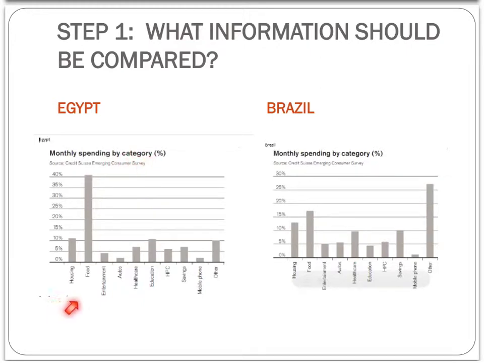There's 10 categories, here and here, on the x-axis. The monthly spending is given as a percentage of a total, here and here, on the y-axis.